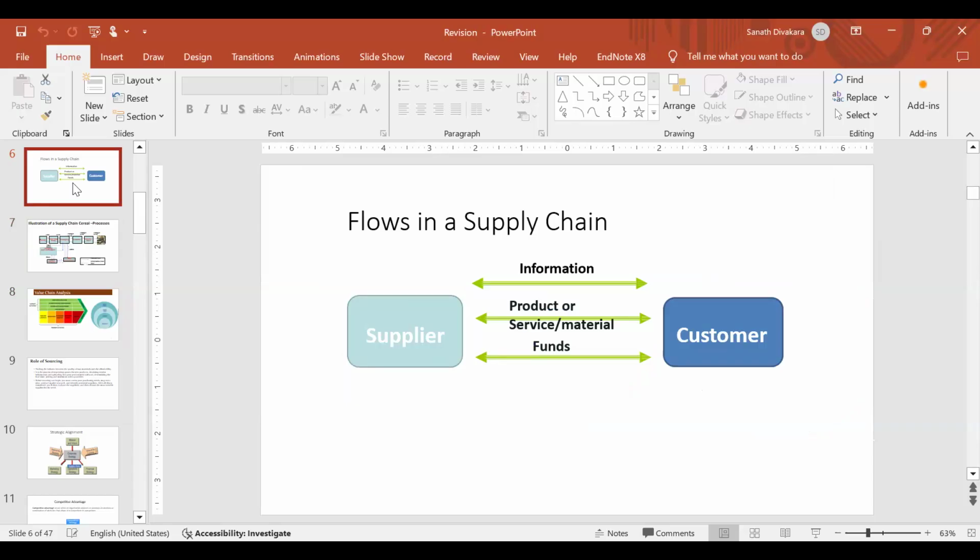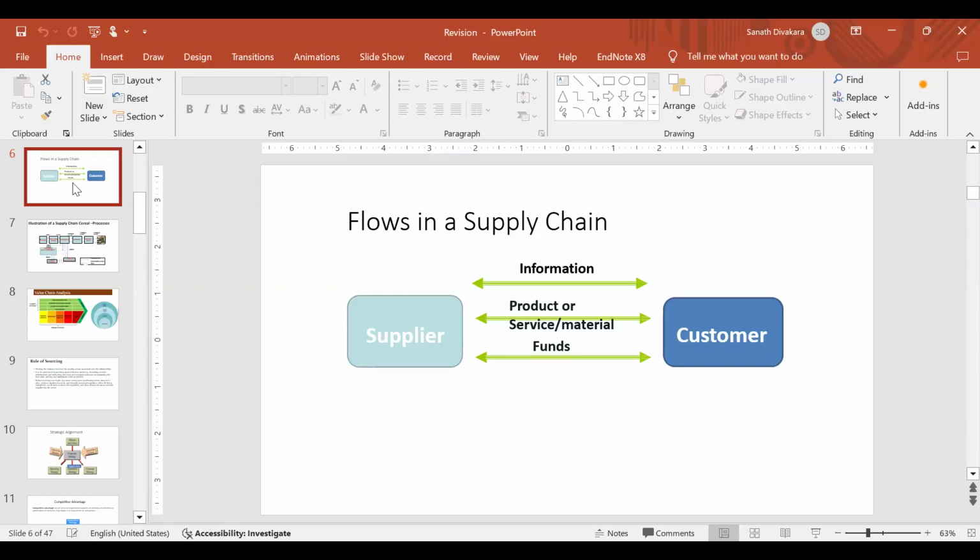Flow of supply chain. Supply chain has three flows. This way you can remember: information, product, and funds. On information, I gave you enough examples of how information comes to you. You will analyze the information and make decisions. Customer complaints, supplier complaints, quality issues, all the feedback you get, you can put under information. Then the second flow is the product.